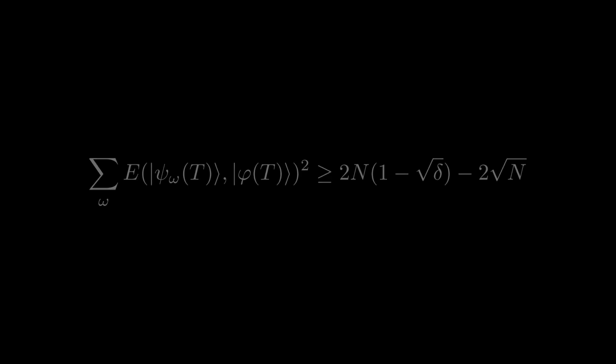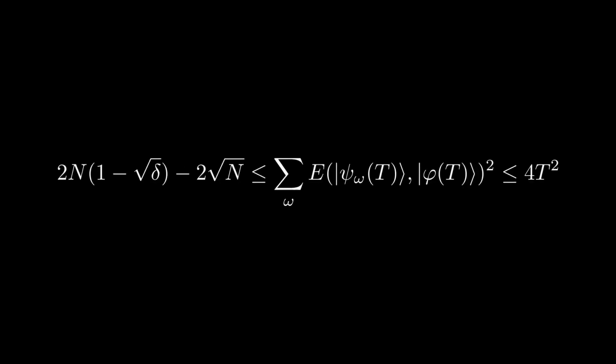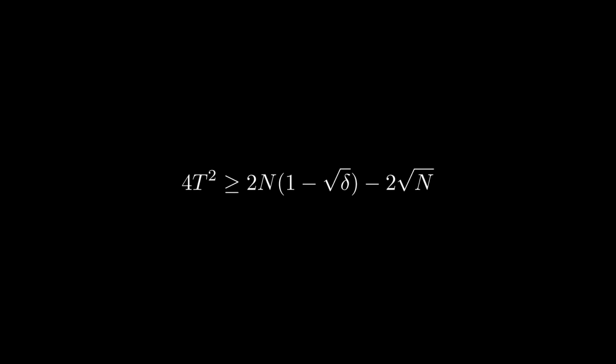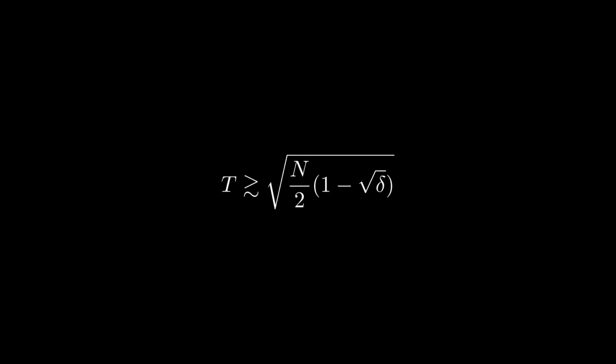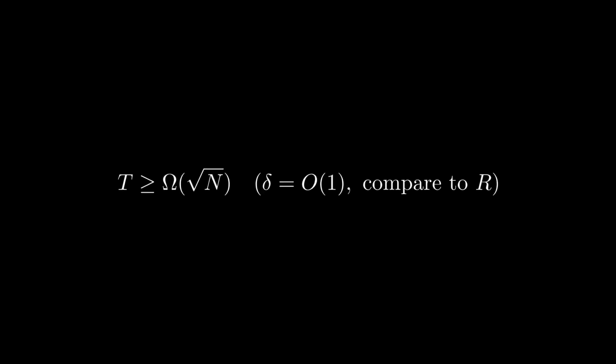If we now write the lower and upper bounds together, you can see that we can obtain the following relationship between t and n. Since the n term dominates the square root term for large n, we can obtain the following asymptotic lower bound on t. Assuming constant success probability, we have that delta is at most O of 1, meaning that t is omega of square root n. Consequently, since Grover's algorithm saturates this lower bound in the number of function calls, we have that it is optimal, at least up to a constant factor.